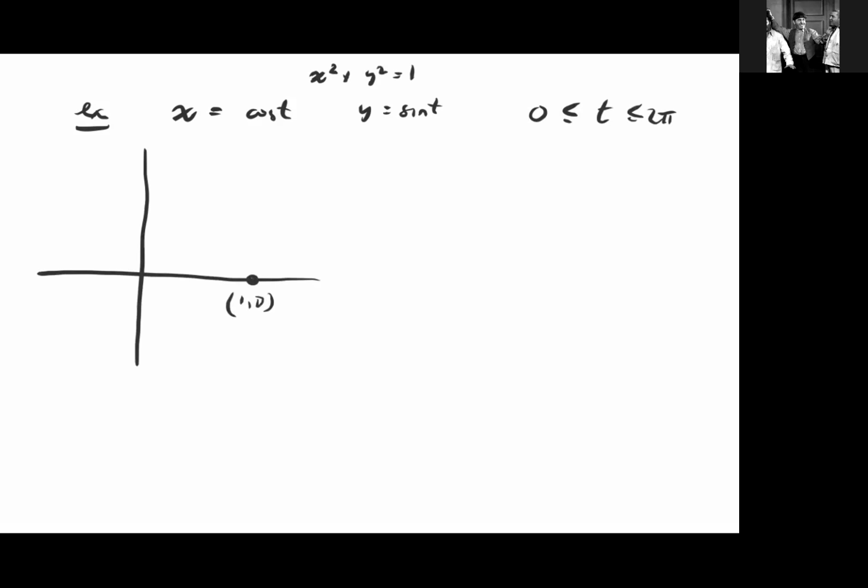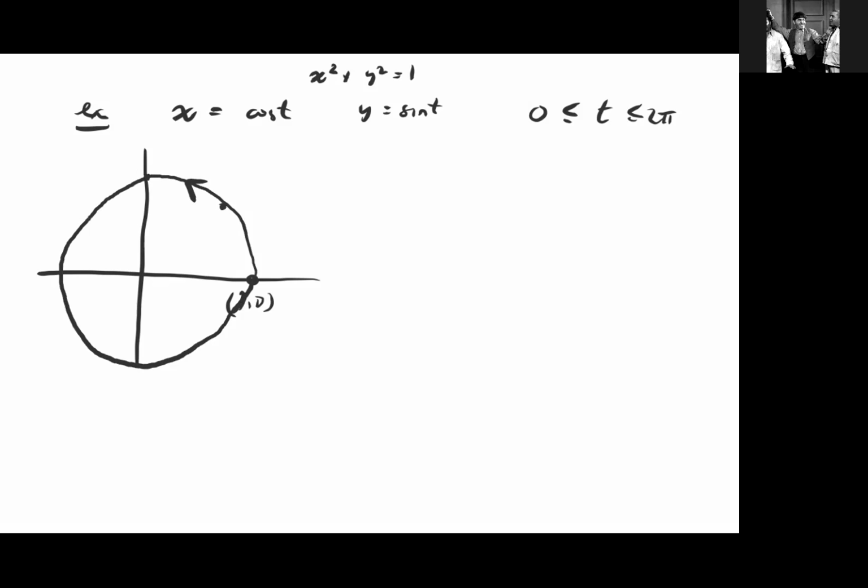And you're moving around the circle. When t is pi over 4, you're going to get cosine pi over 4 comma sine pi over 4. That's this point here. You're moving around the unit circle in this direction. So parametric curves have a direction of motion on them. And after we get to t equals 2 pi, you're back where you started.